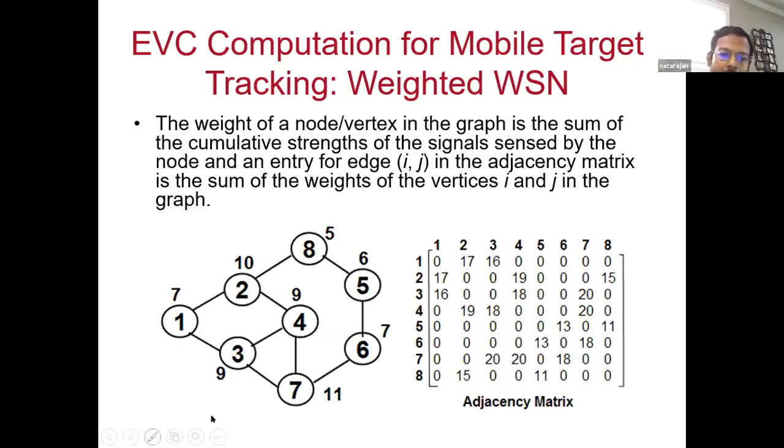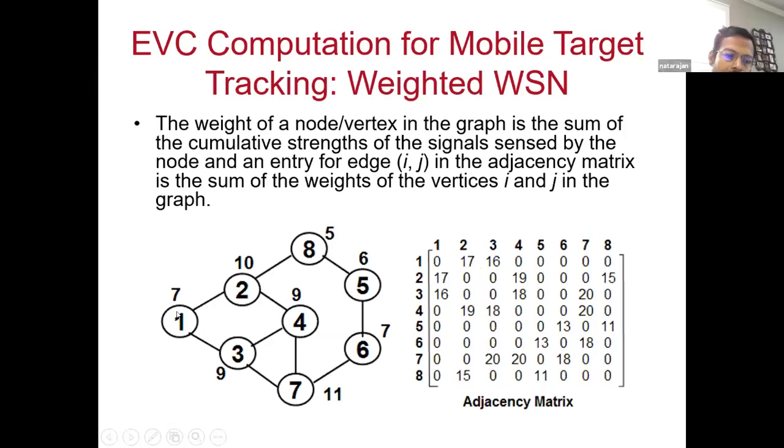And using that, what the sink will be able to do is come up with this adjacency matrix. This adjacency matrix is computed at the sink. It's a square matrix corresponding to the number of nodes. Here there are 8 nodes, so it's an 8 by 8 matrix, and the diagonal entries are 0 corresponding to the vertices. Now, the other entries depend on whether there's an edge between the 2 vertices or not, and the corresponding node weights. For example, between 1 and 2 there is an edge, and 1 has a strength of 7, and 2 has a strength of 10. So for the edge 1, 2, we add up the strength of 1 and 2, so it's 17.